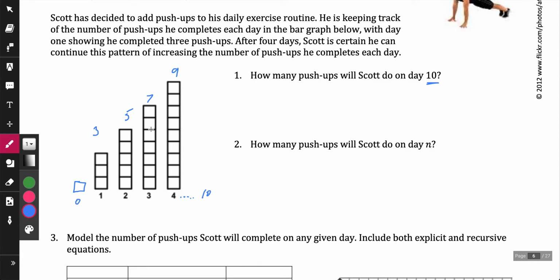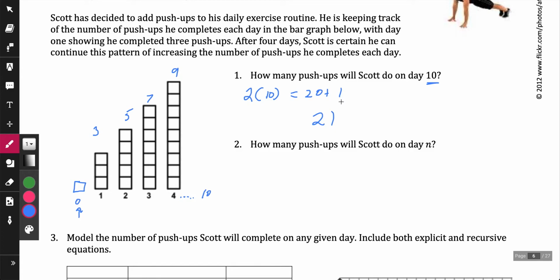And I know I'm adding 2 each day. So he's adding 2 each day. He's going to do it on the 10th day. Well, that would give me 20. And I'm going to add that 1 block, basically my initial on day 0. So that would be a total of 21 push-ups.